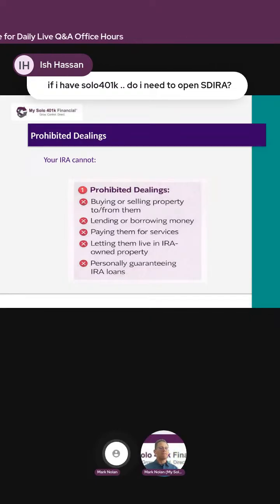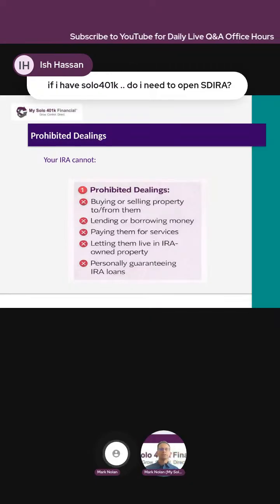You also cannot have personal use of the self-directed IRA assets. So if your self-directed IRA owns an asset, you cannot use it personally. So precious metals, real estate. So again, an example would be you cannot stay in a vacation home owned by your self-directed IRA, even if you pay market rent.